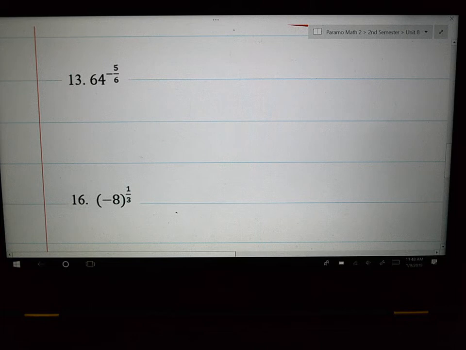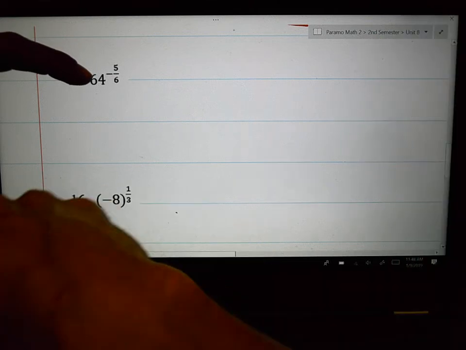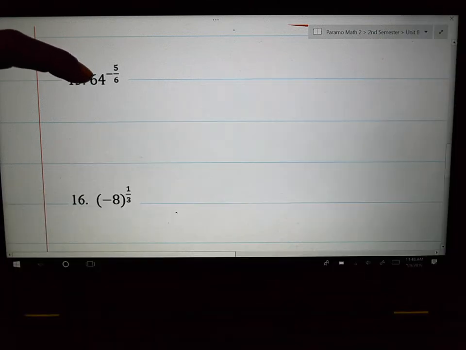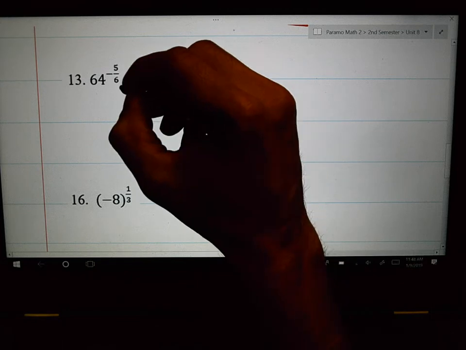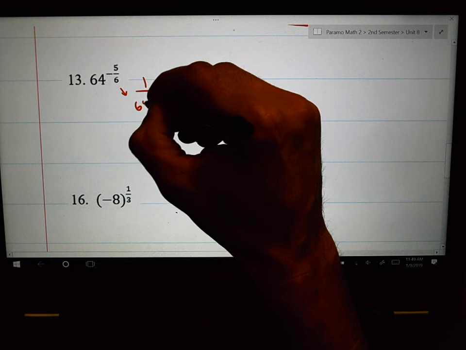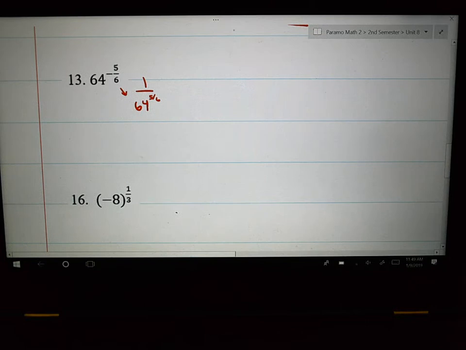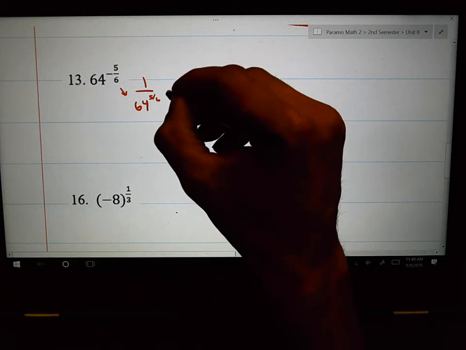Let's look at 13. Now they threw in the same kind of problem, except there's a negative exponent. So we have to remember how to deal with negative exponents from section 1 with this type of math. How do we do it? First thing is we turn it to a positive exponent in the denominator. This is 1 over 64 to the positive 5/6 power. Now I'm going to convert it.